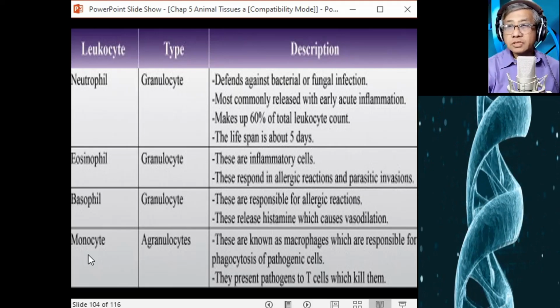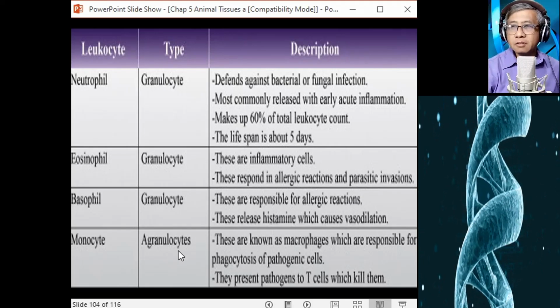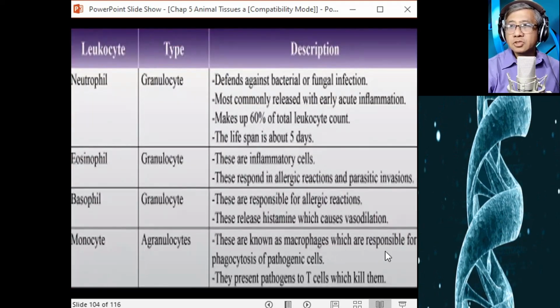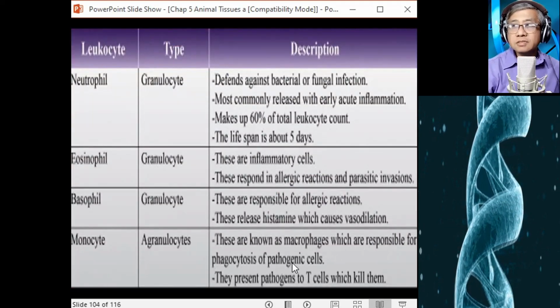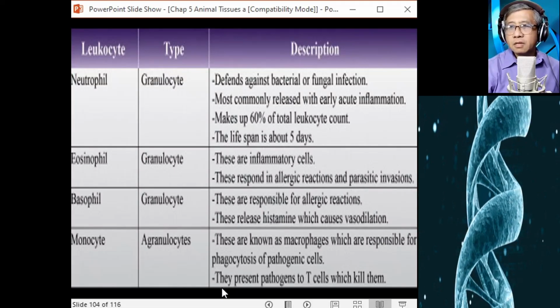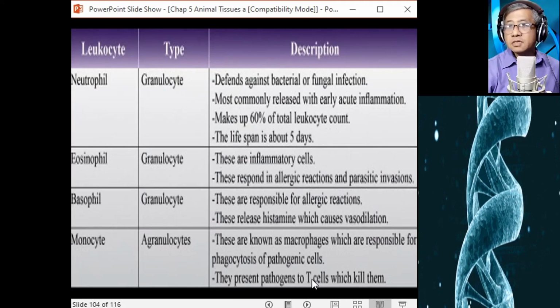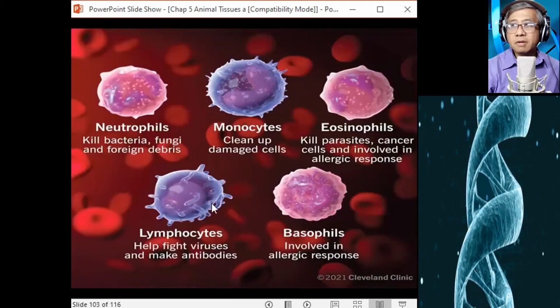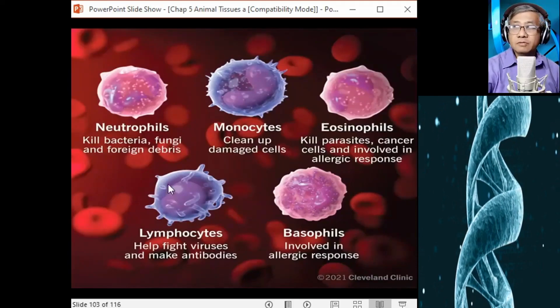Then we have monocyte. Monocyte is a type of agranulocyte, and they are also known as macrophages, which are responsible for phagocytosis. They engulf pathogenic cells, and they present pathogens to T cells, which kill them. Itong mga lymphocytes, they produce antibodies that fight viruses.